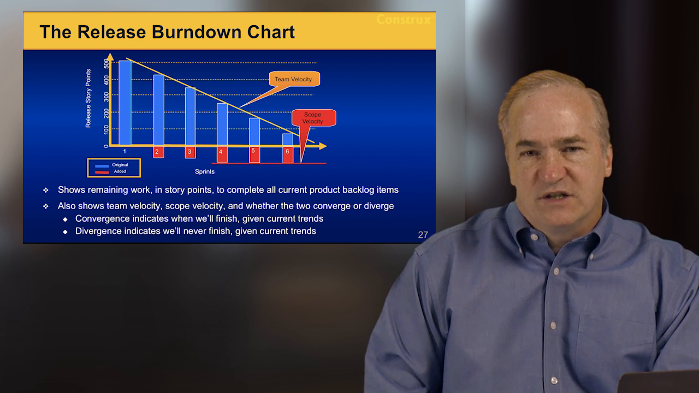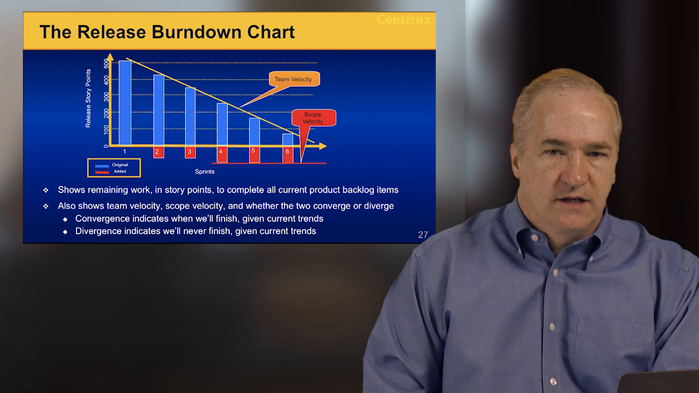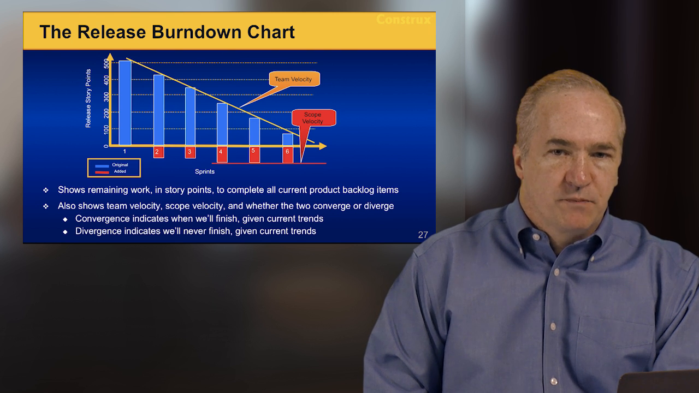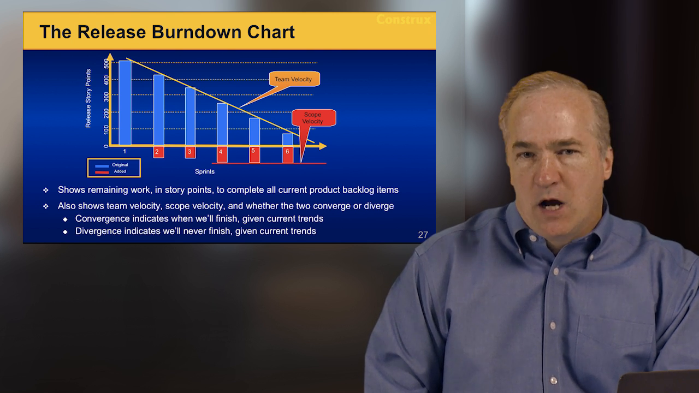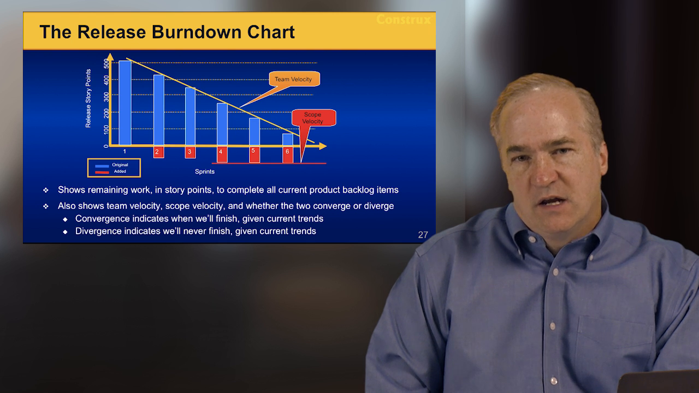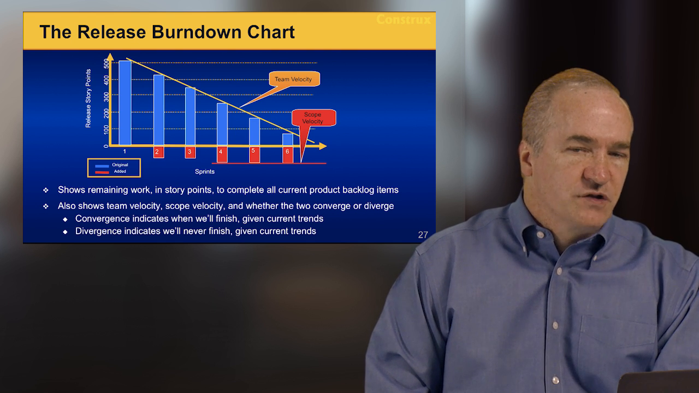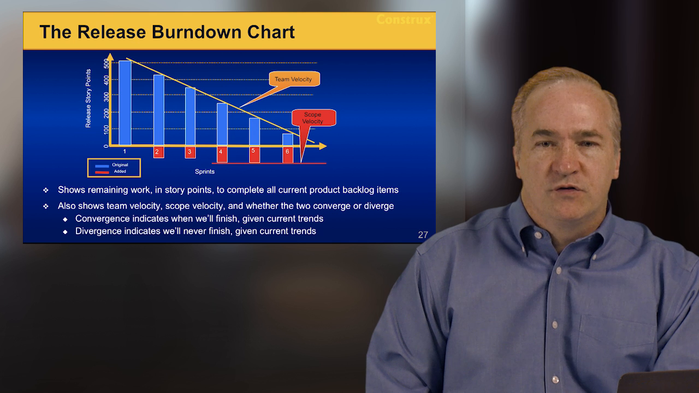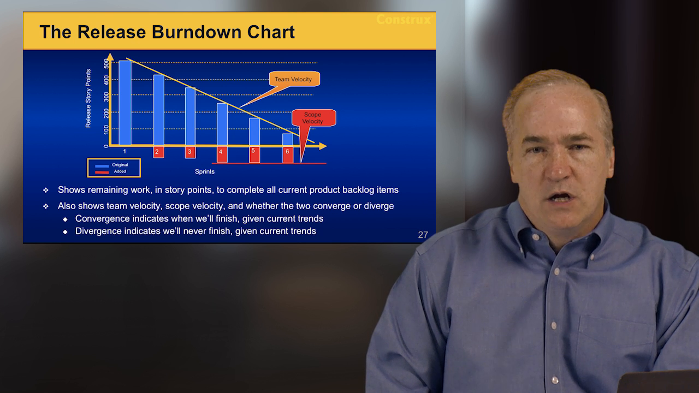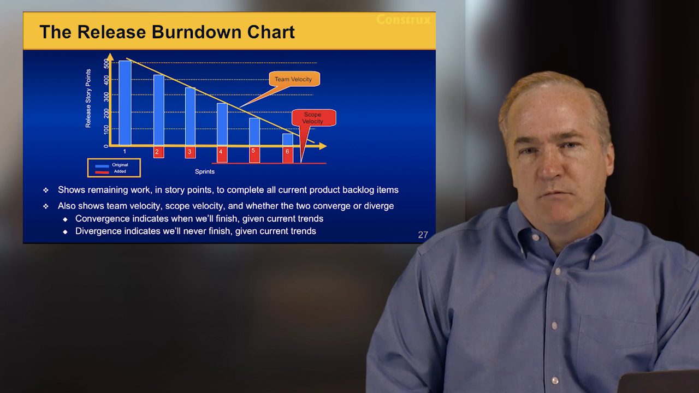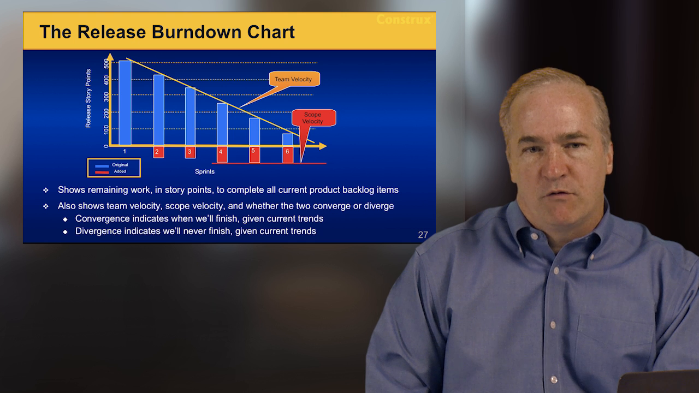So scope velocity is the rate at which we're adding scope to the project, again expressed in terms of story points per iteration. And so we have about 100 points added after sprint 6, so we're adding about 15 or 16 points per sprint on average. So if we don't add any more scope, it would be about 7 sprints. But if we really were to truly draw the scope velocity line, we would have a slight downward slope to it, which would show us it would be somewhere around 8 sprints when we would be done.